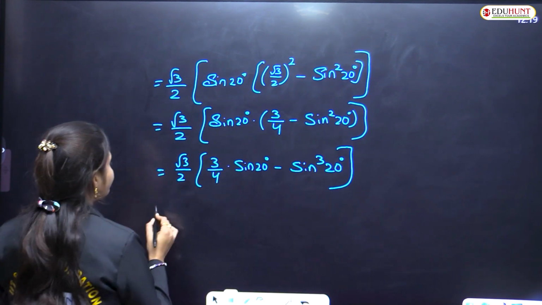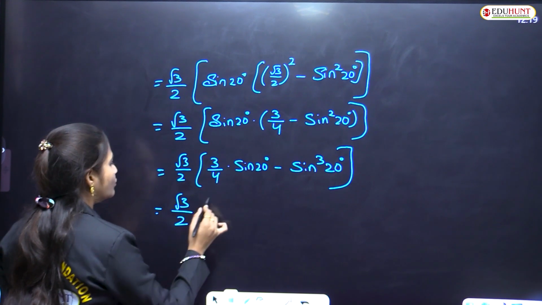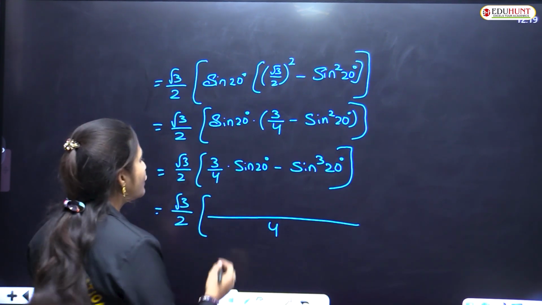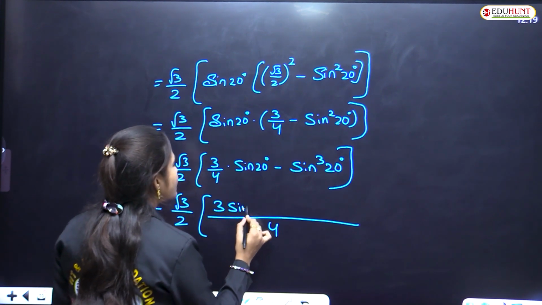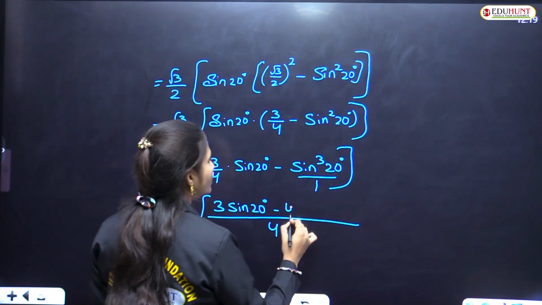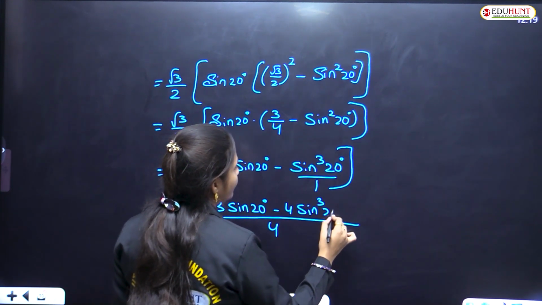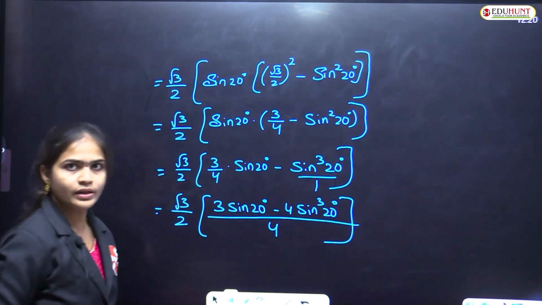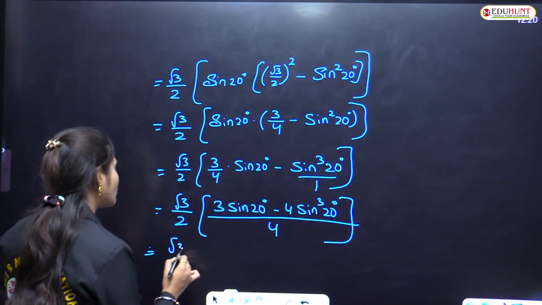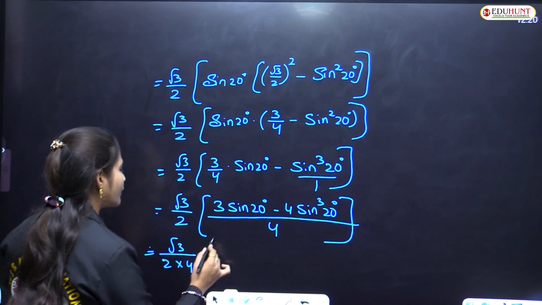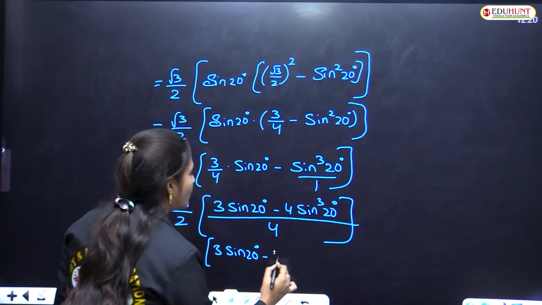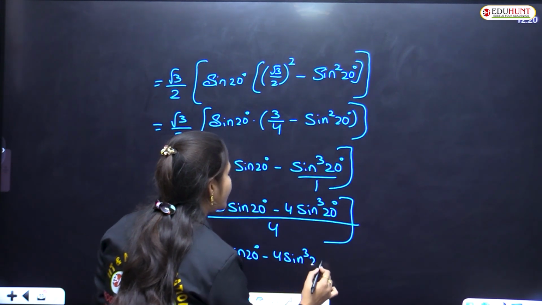Now, root 3 by 2. Here I want to take the LCM. 4 is there, so 4 is the LCM. So this equals 3 sin 20 degrees minus, nothing is there, 4 sin cube 20 degrees. Now I want to take out that 4. So this equals root 3 by 2 into 4, now 3 sin 20 degrees minus 4 sin cube 20 degrees.